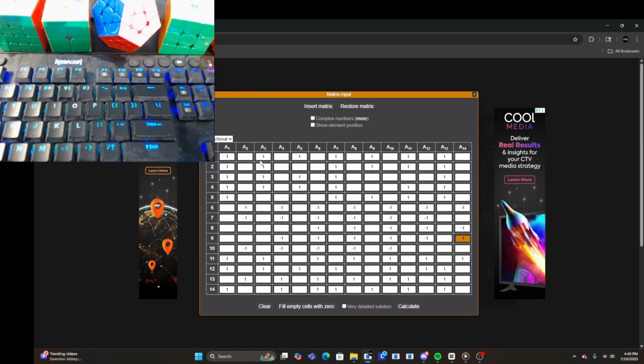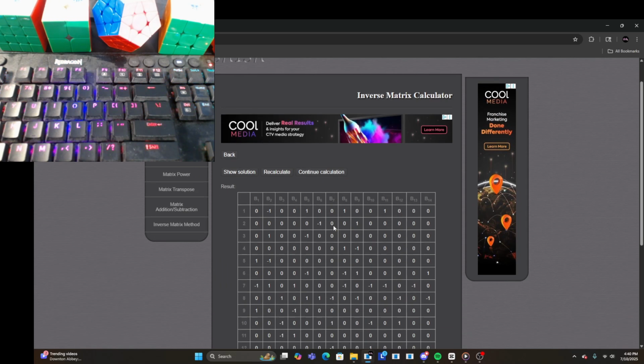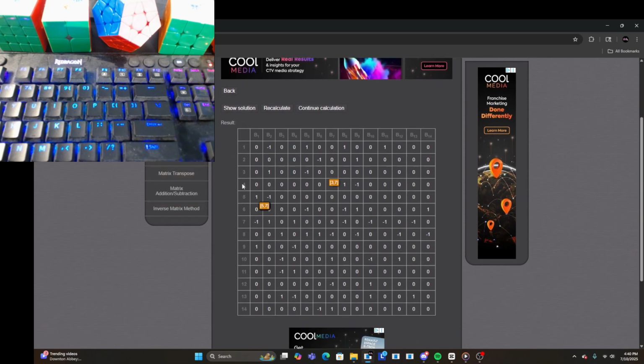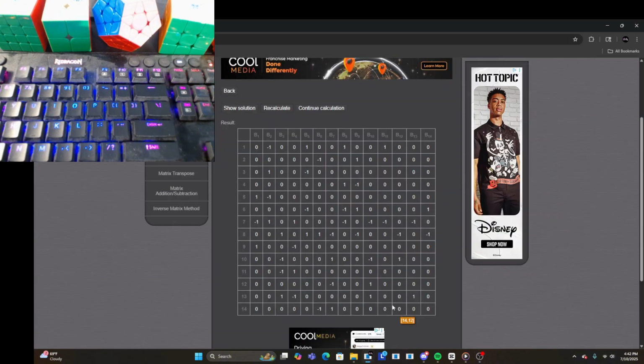Okay, so I finished filling out the matrix here. So now I can just press the fill empty cells with 0 button, and if we calculate, this should be the inverse matrix that we're looking for. All right, so now we have the inverse matrix, which is great.